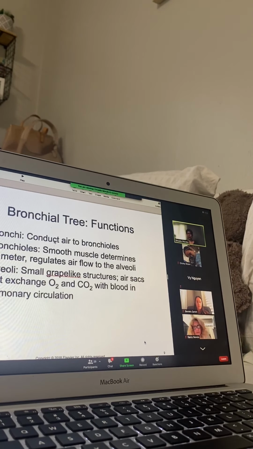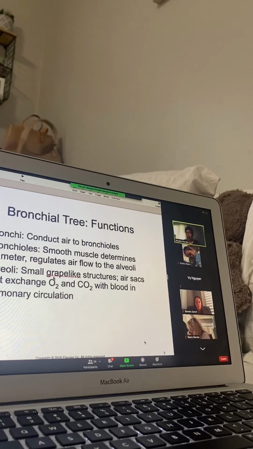So the bronchial tree conducts air to the bronchioles, and the bronchioles are smooth muscles. They determine the diameter or regulate the airflow to the alveoli. The bronchioles determine how much air can pass through to the alveoli, because when your bronchioles are filled up with mucus secretions, the amount of air that can go in and out is limited.